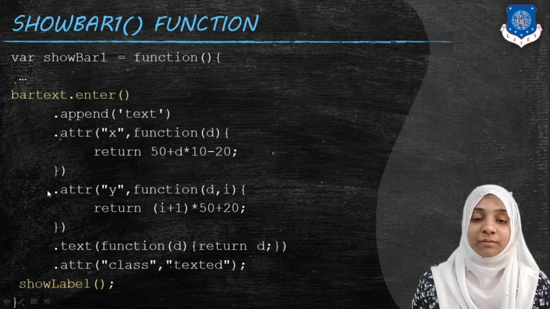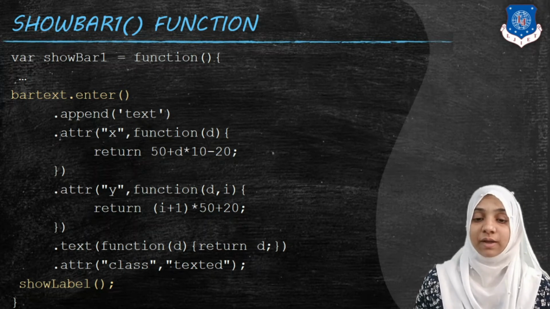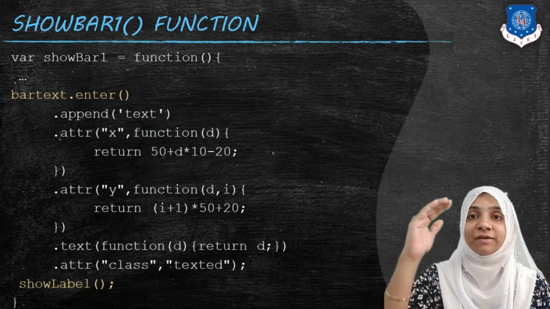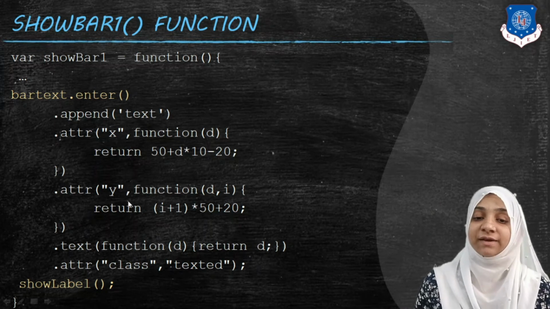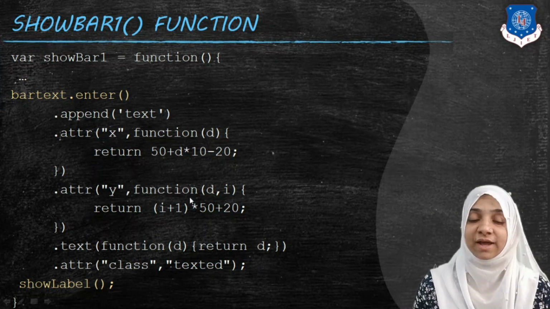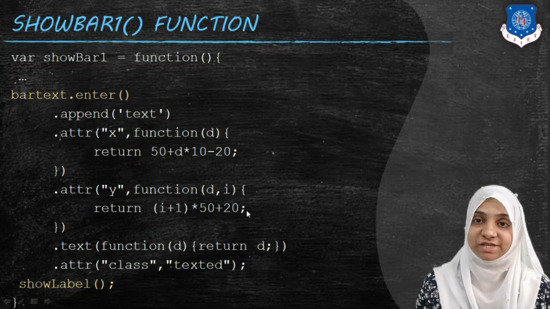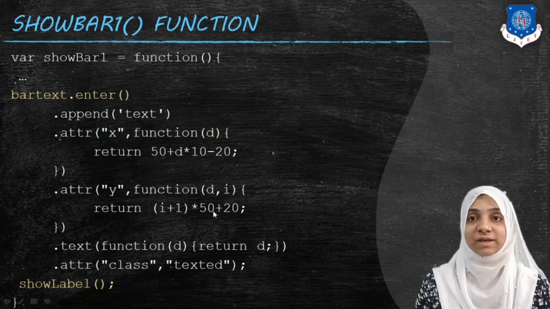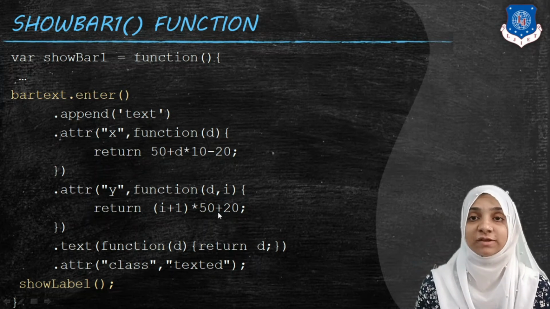And y coordinate is nothing but displacement from top, and that is also used to write different data over different bars which are at different location. That's why we write y is also function of data and index, and we use index as I plus 1 into 50 plus 20. So I plus 1 into 50 is nothing but the height of bar, and we need to write that text within the bar. That's why we add some more pixel to it.